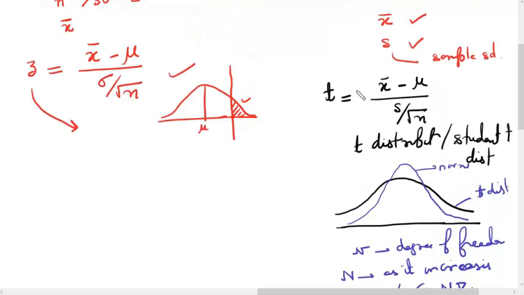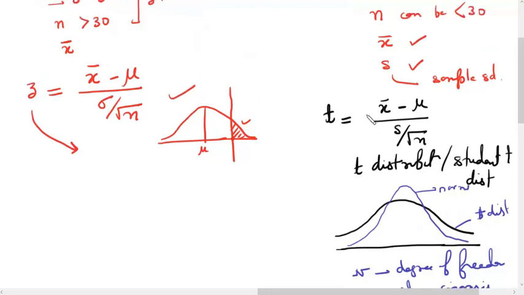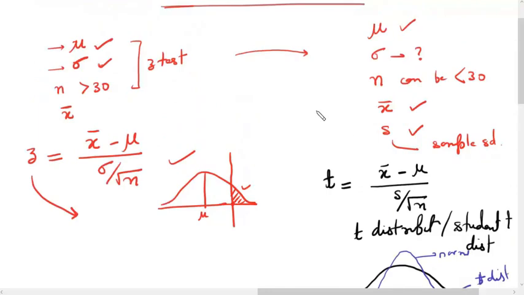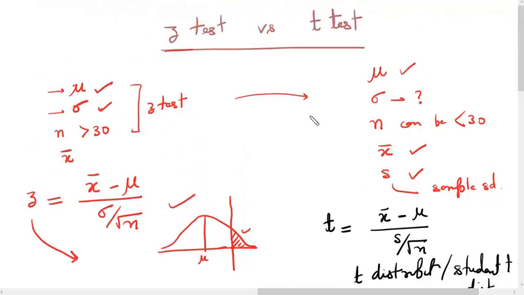So this is how you calculate the t value, and using the t value you do a hypothesis test, and once again you either reject your null hypothesis or you fail to reject it. So this is the difference between a z-test and a t-test. In case of a t-test, the population standard deviation is not known to us and the sample size is usually less than 30. For a z-test to be applicable, you must know the population standard deviation and the sample size must be greater than 30.